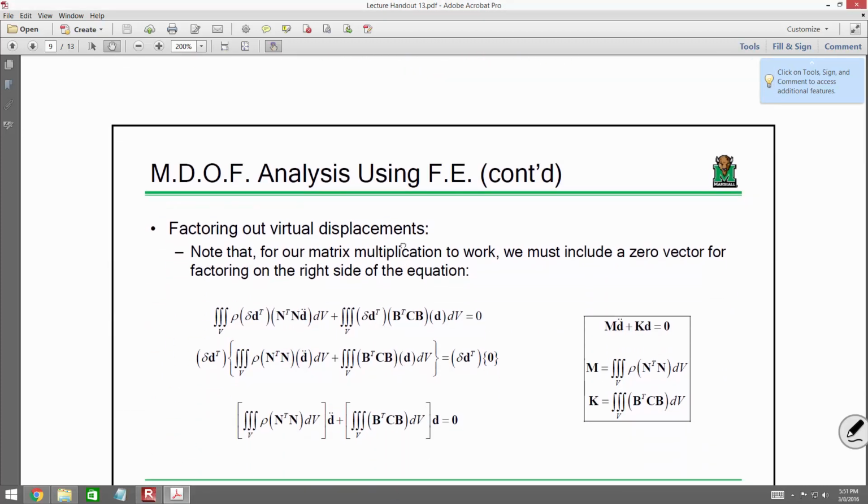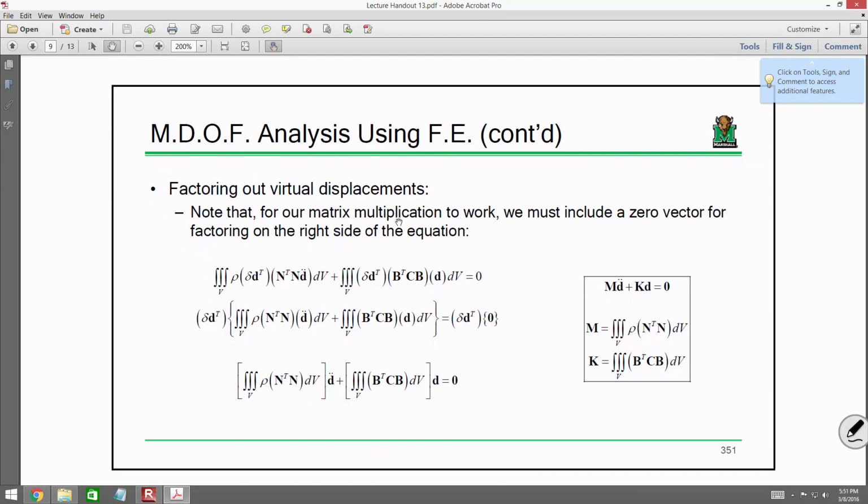All right. So if I look at this expression, I've got a delta D here and a delta D here, so I can factor the whole thing out. Now on the right-hand side, I've got a number 0. In order for the dimensions to be right, when I factor that out I have to have a 0 vector. So that's where that comes from. I say, well, I've got a delta D transpose, cancel it out, then I'm left with this.